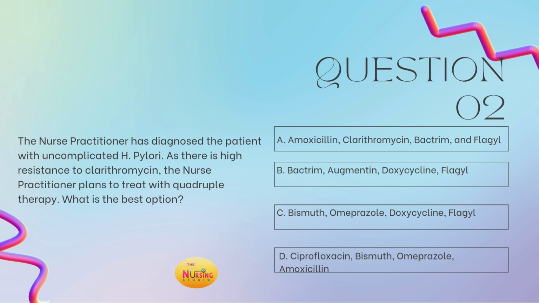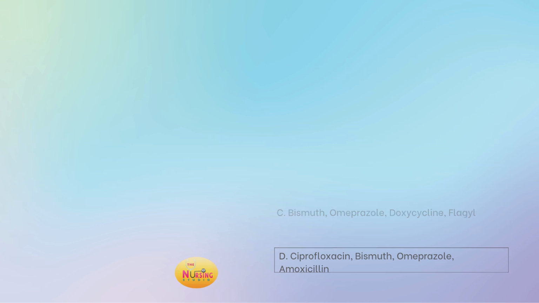Now, quadruple therapy will be C. We're going to give you a bismuth, you want to give a PPI, you want to give a tetracycline, and you want to do your Flagyl, aka metronidazole, okay? So C is your best answer.